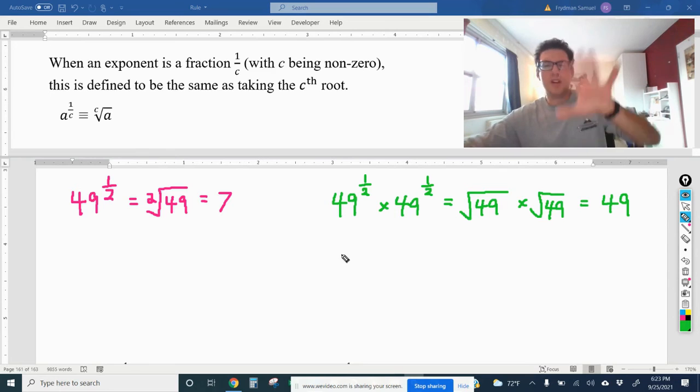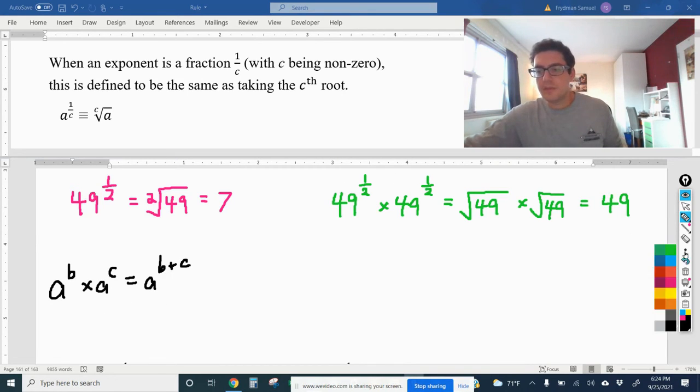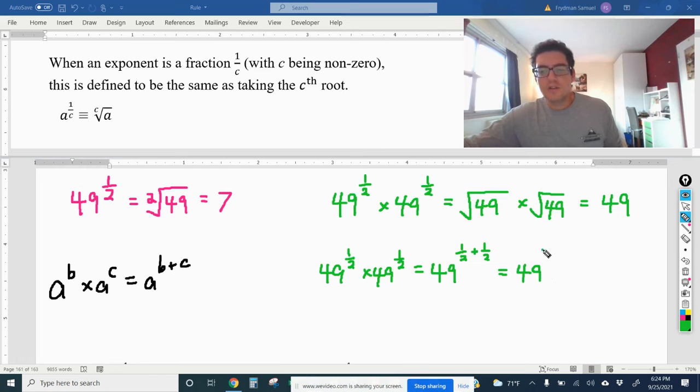But we have this other rule. I'm just going to write it down here. Remember this rule where we said a to the b times a to the c is equal to a to the b plus c. What if I wanted to use this rule to evaluate this expression? So I'll write the expression again. 49 to the 1/2 power times 49 to the 1/2 power equals, according to this rule, since the bases are the same, I can add the exponents. So that would be 49 to the power of 1/2 plus 1/2. 1/2 plus 1/2 is 1. So this would be 49 to the power of 1. 49 to the power of 1 is just 49.